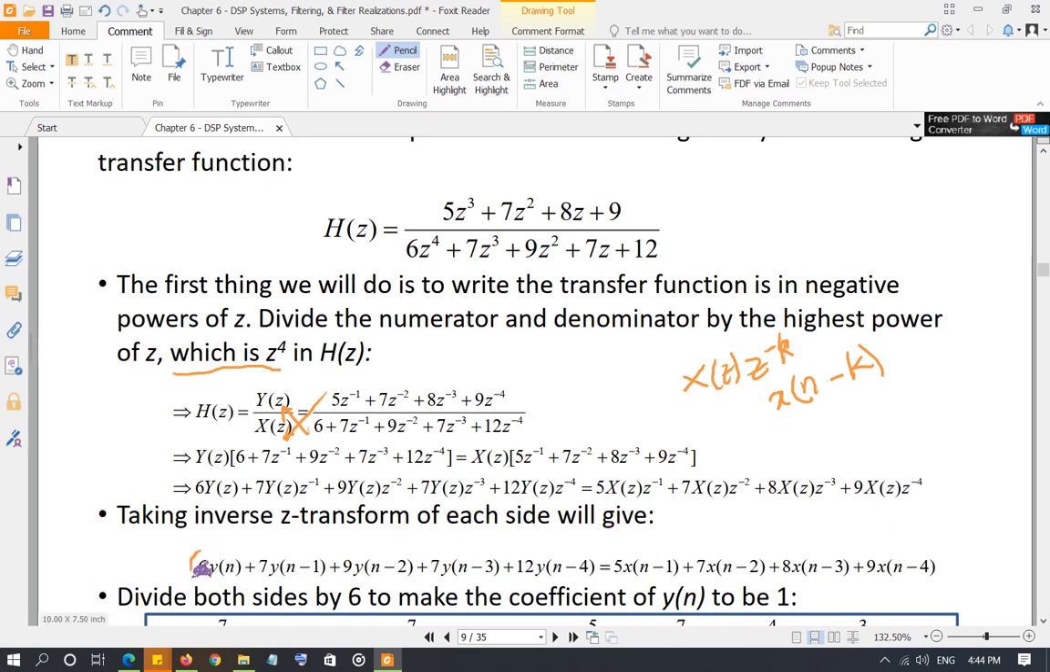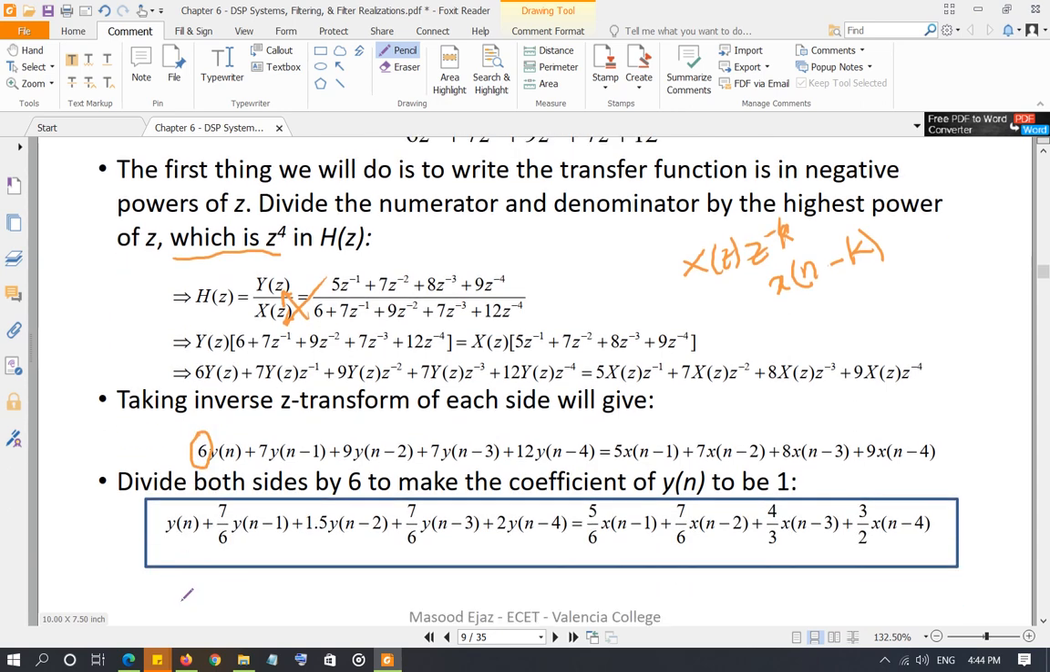Now, since the coefficient of y of n is not 1, it is 6, we're going to divide both sides by 6 and finally write down our final difference equation. That will be our final difference equation. So this is how you convert a transfer function into a difference equation.